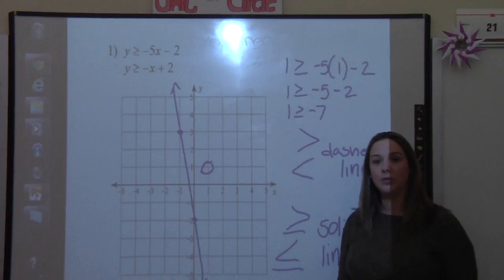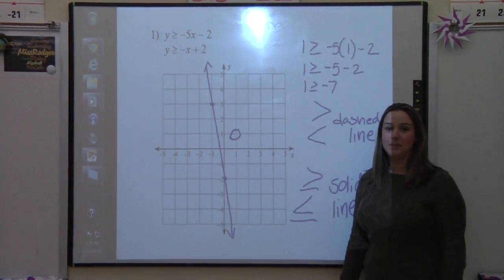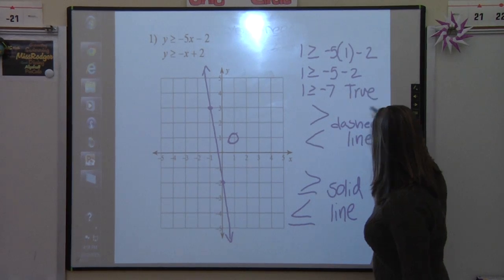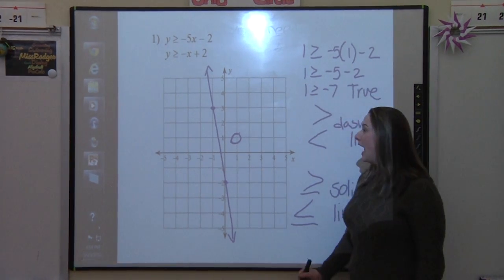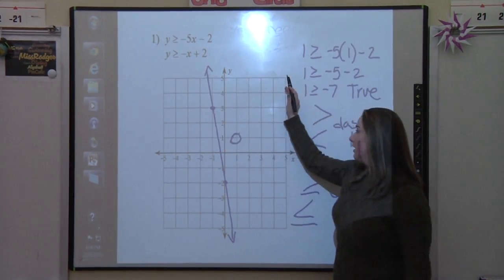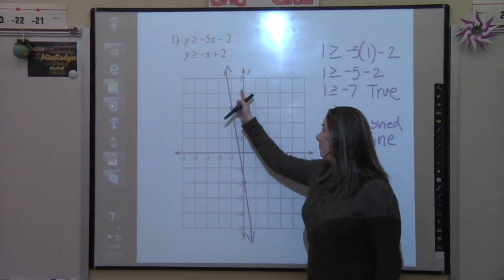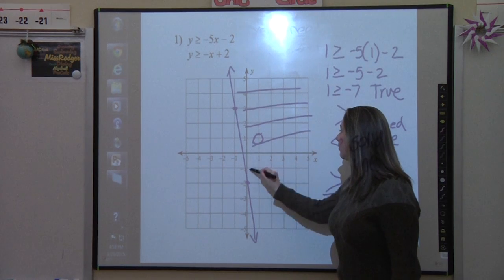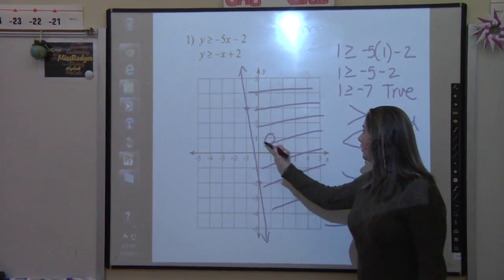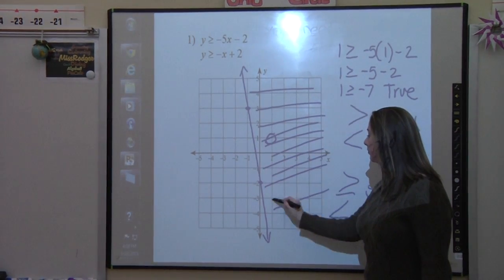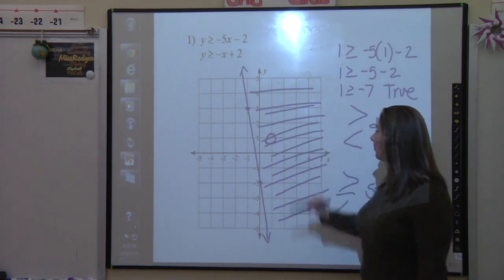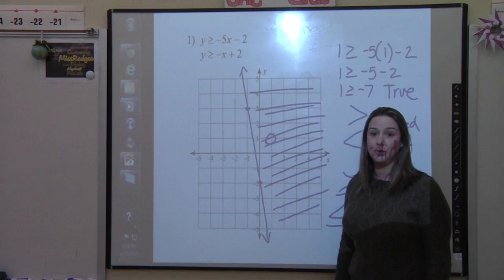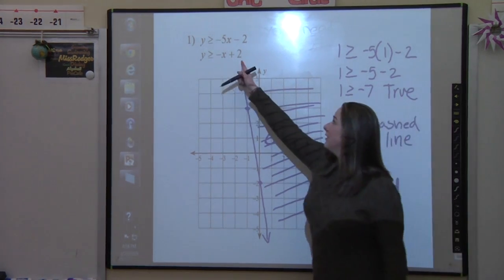One is greater than or equal to -7. This statement is true. Because the statement is true, I know that this region will satisfy my inequality. So you can almost think about it as if it's covering up the point that you tested. Let's graph the second inequality.